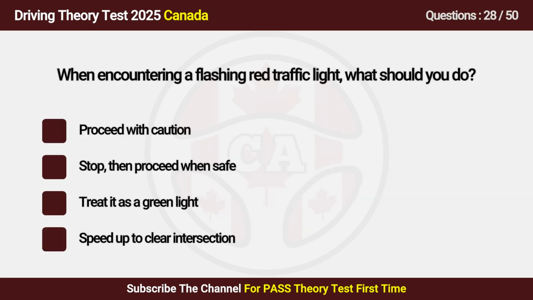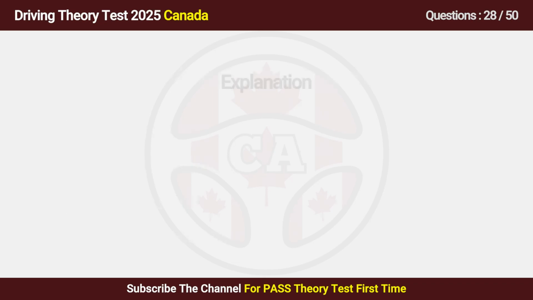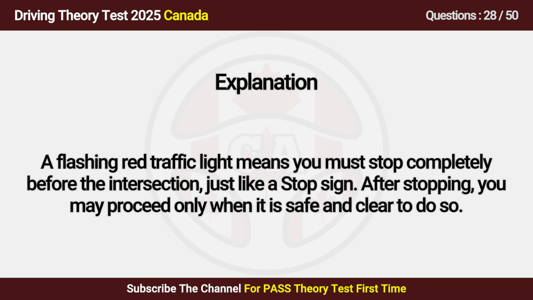Question 28. When encountering a flashing red traffic light, what should you do? A. Proceed with caution. B. Stop, then proceed when safe. C. Treat it as a green light. D. Speed up to clear intersection. Answers is B. Stop, then proceed when safe. A flashing red traffic light means you must stop completely before the intersection, just like a stop sign. After stopping, you may proceed only when it is safe and clear to do so.